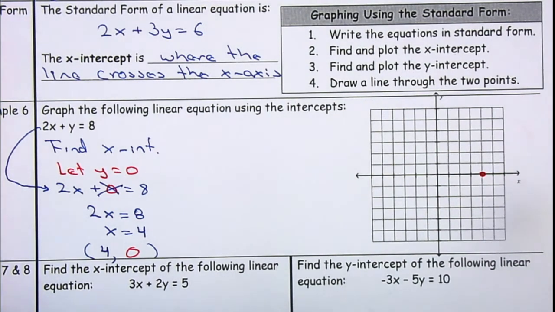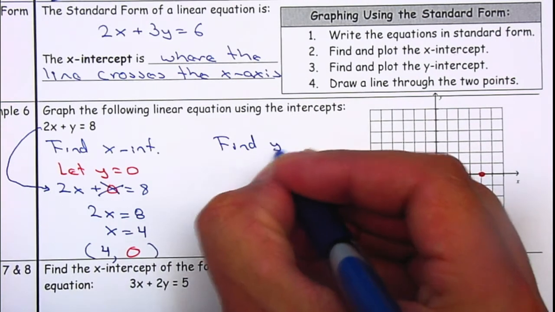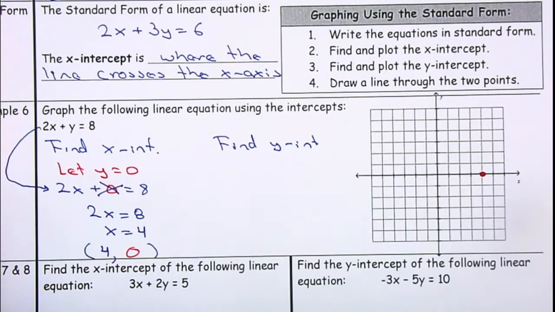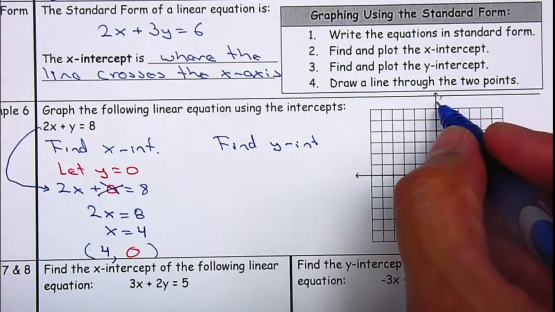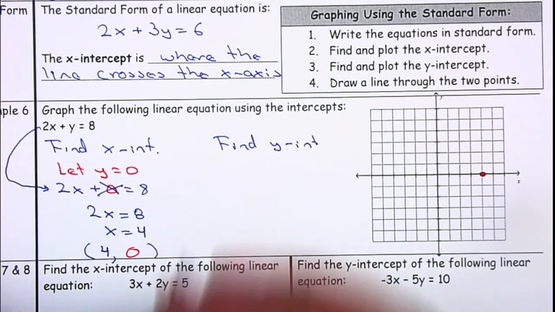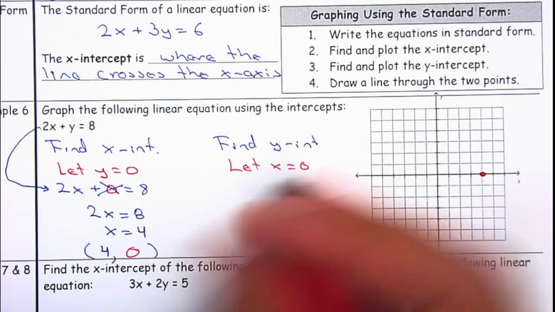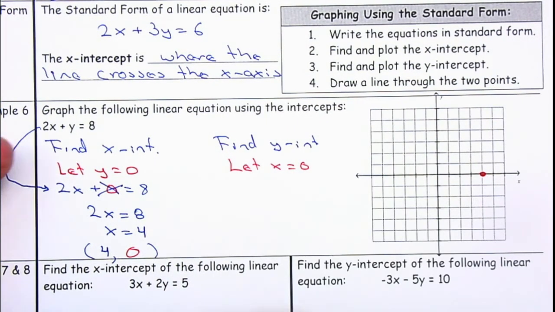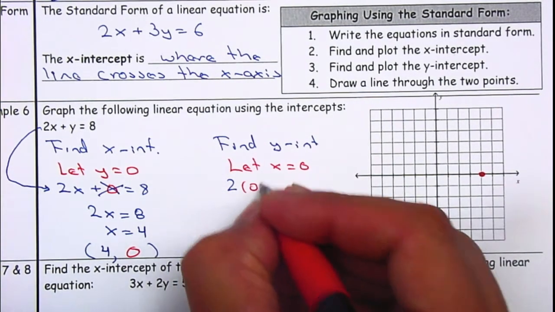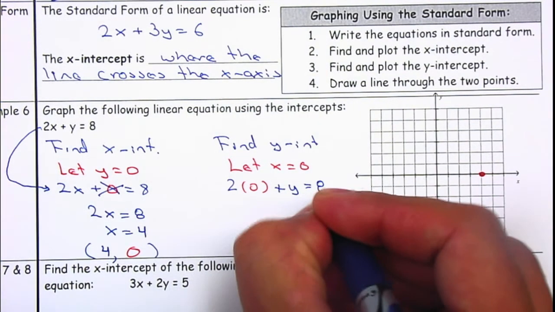Now we're going to find the y-intercept. So find the y-intercept. We know that all the points on the y-axis have an x equal to 0. So to find the y-intercept, we're going to let x equal to 0. We're going to use the same equation. 2, instead of the x will be a 0, plus y is equal to 8.